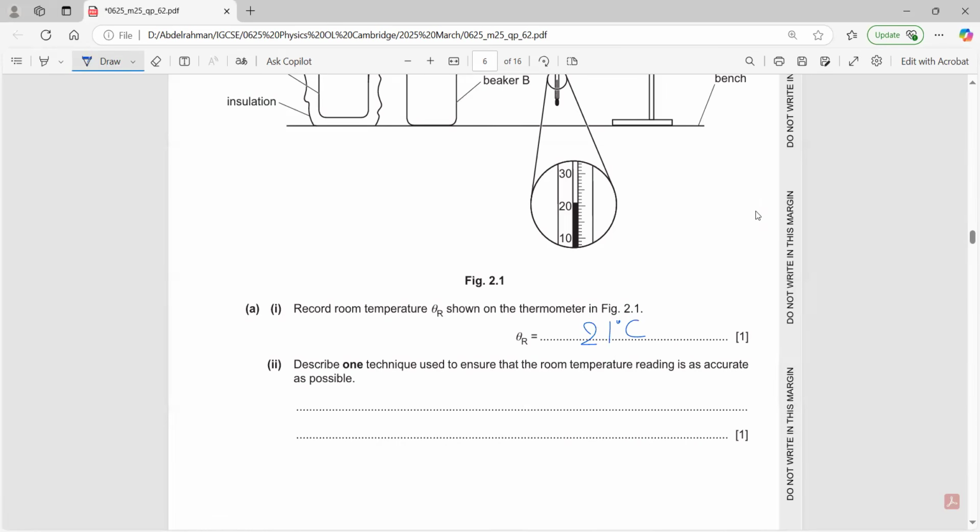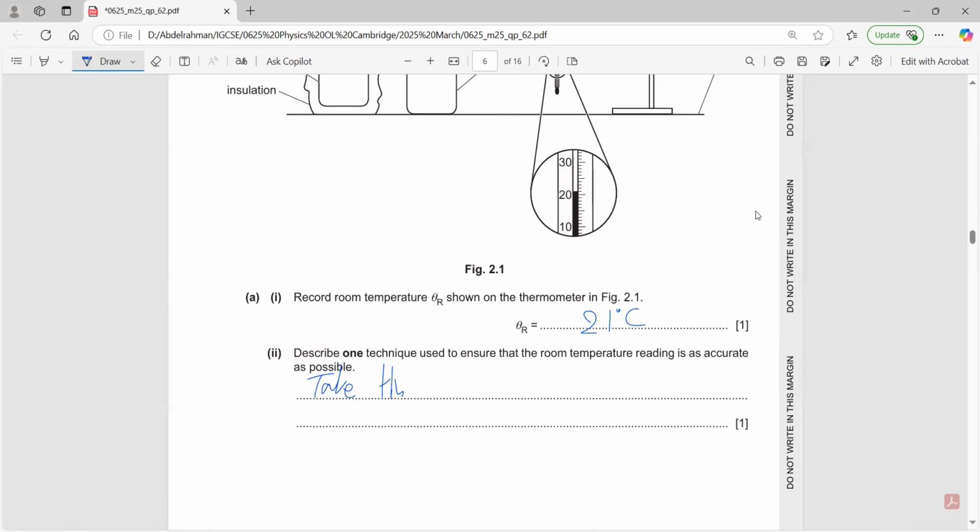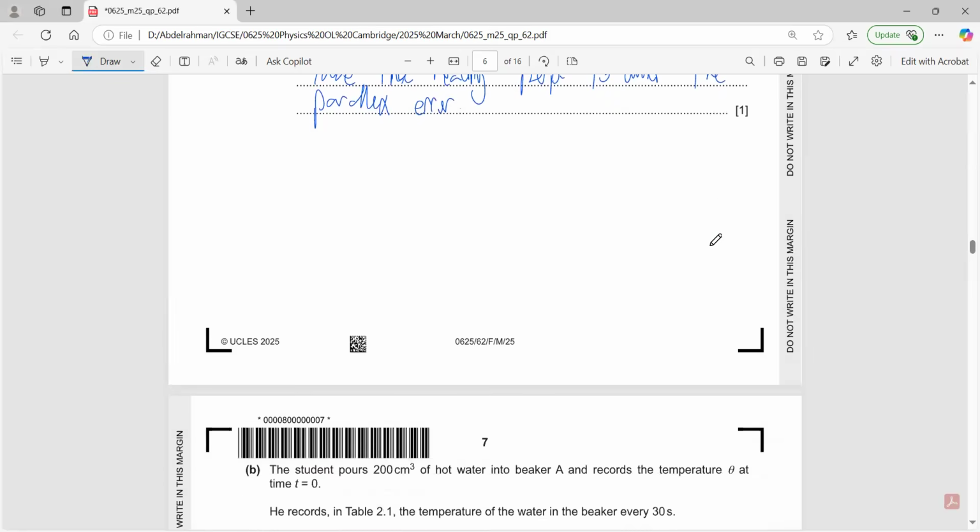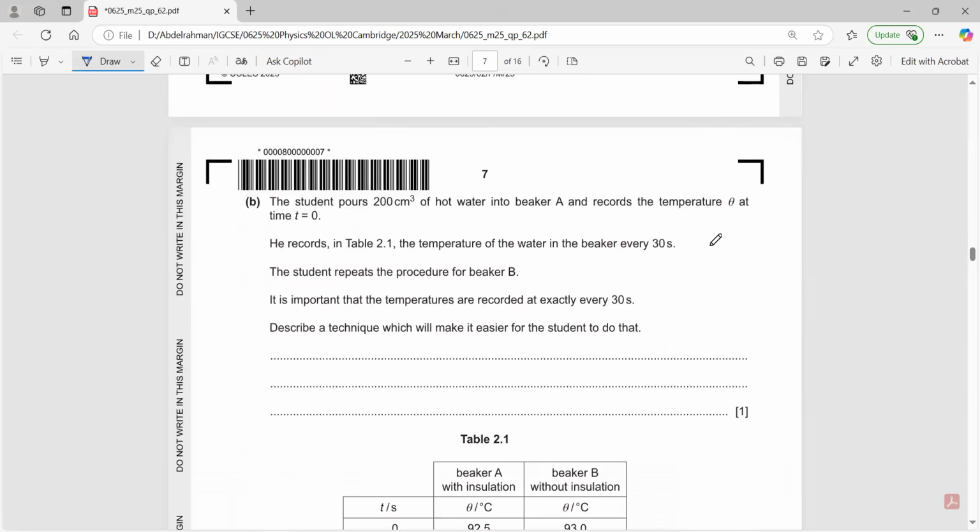We have several techniques, several precautions. One of them is to take the reading perpendicularly. Why? To avoid the parallax error. Okay, moving on to the next question.